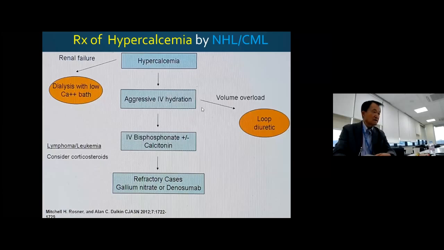So in usual management, when you see hypercalcemia in a lymphoma patient or leukemia patient, you give hydration first, bisphosphonate, calcitonin, and then certain new drugs.